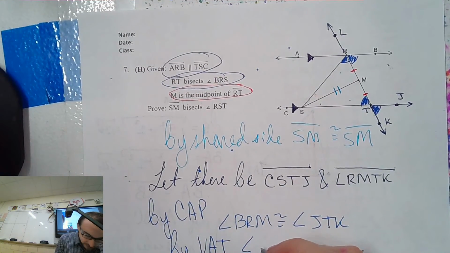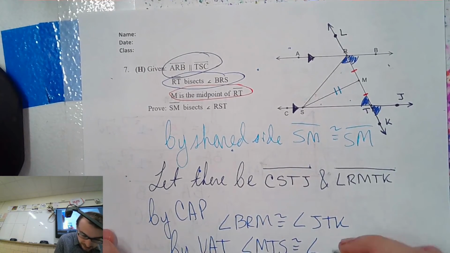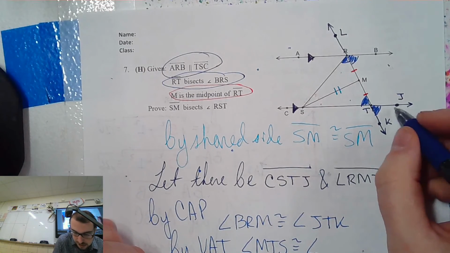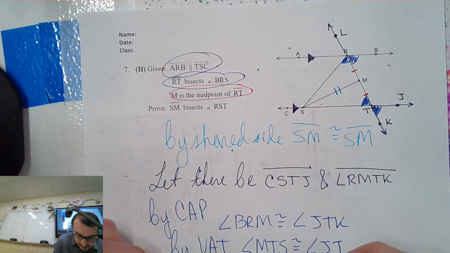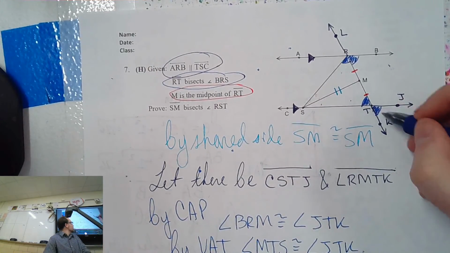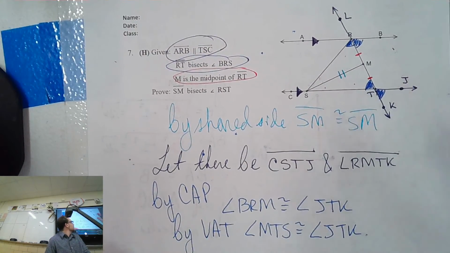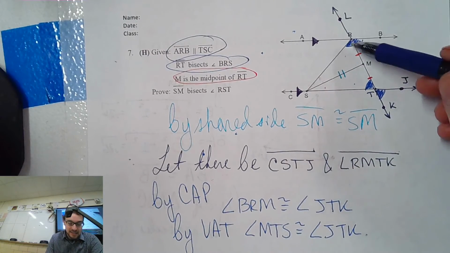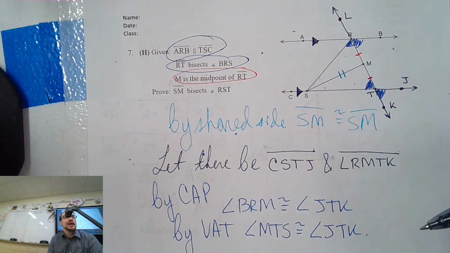So that's angle MTS, and we're going to say that's congruent to angle JTK, the angle we had earlier, by vertical angles. Those two angles are congruent. Now we've got angle, side, side. Ass. When that happens, that's the problem.